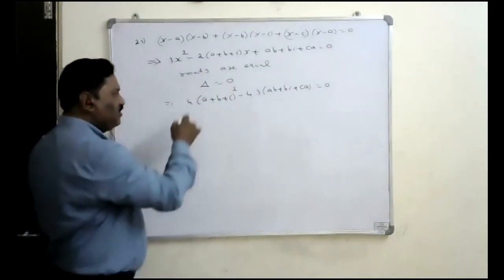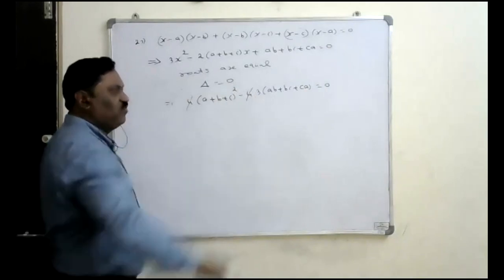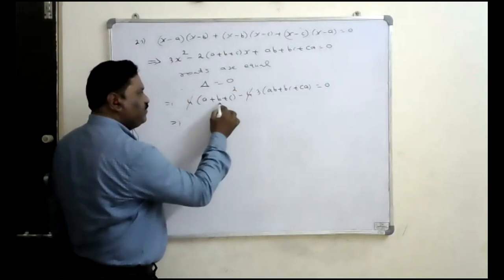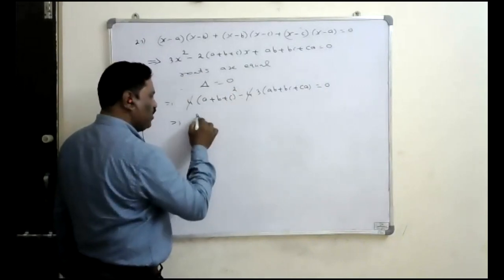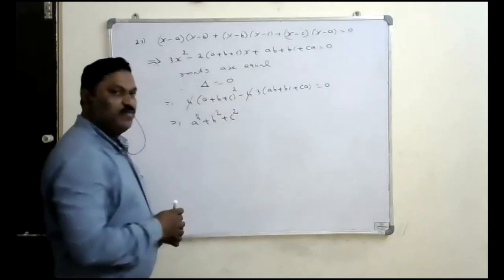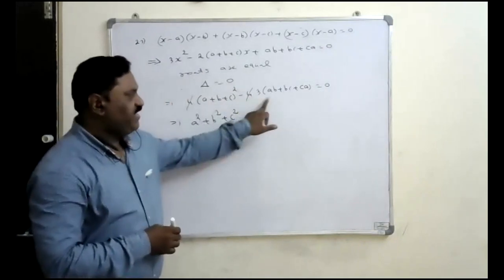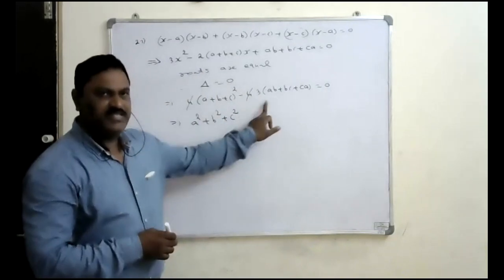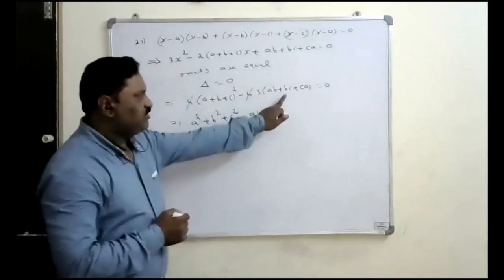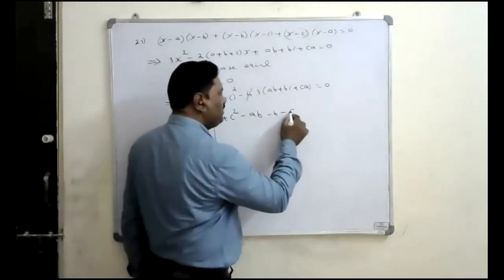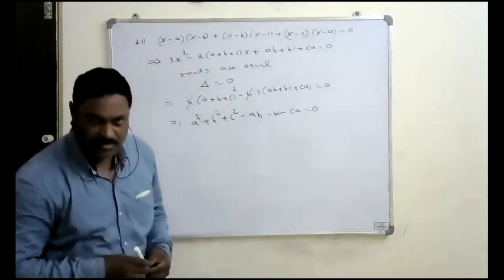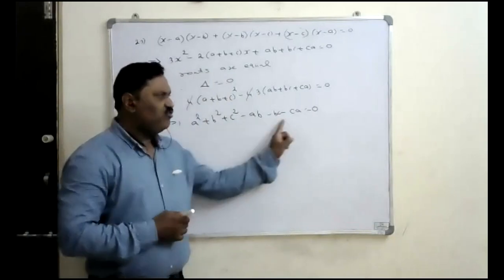Now here you can observe that both the terms you can divide by 4. Then if you expand this, (A plus B plus C) whole square expansion is A square plus B square plus C square plus 2AB, minus 3AB. 2AB minus 3AB means minus AB. 2BC minus 3BC means minus BC, and minus CA is equal to 0. Right? This is the condition we got. Tell me when this value will be 0.